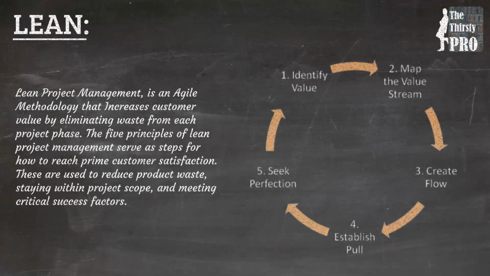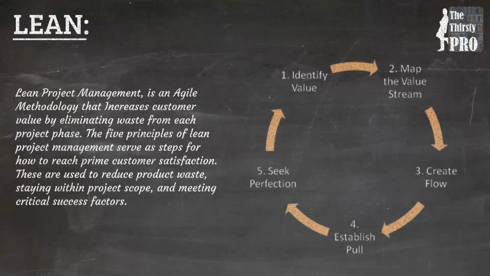Next is create flow. In this step, you'll rework your project management plan to be more efficient by removing the waste you identified in step 2. Next is establish pull. Establishing pull means pulling work from the previous process stage as work is completed. This concept originated in manufacturing to help factories meet the exact demands of their customers with a just-in-time inventory system.